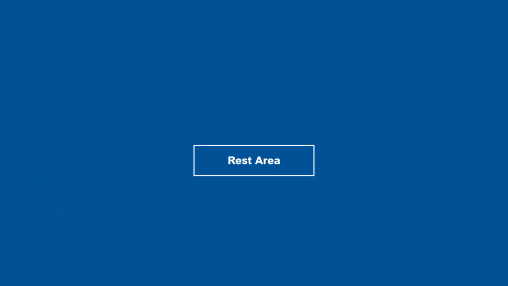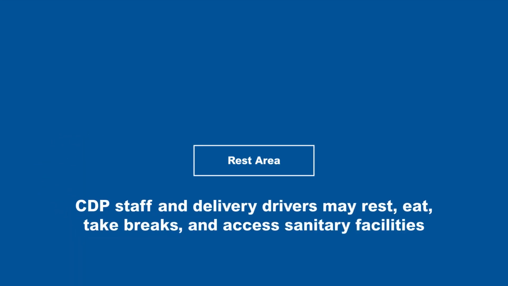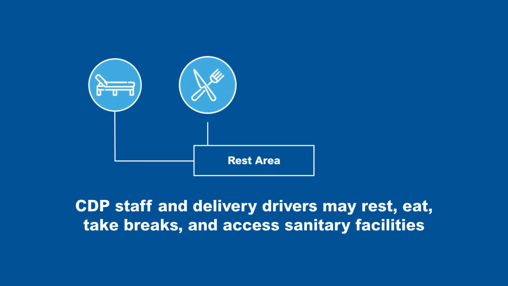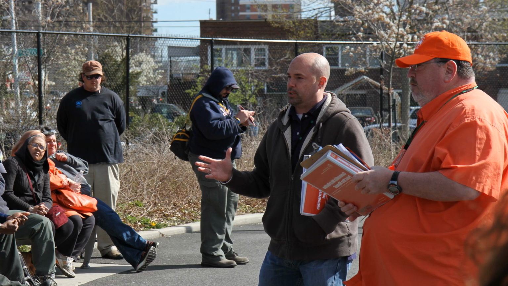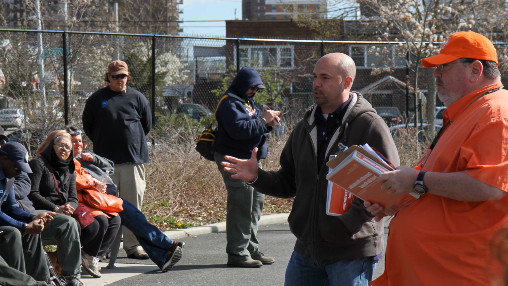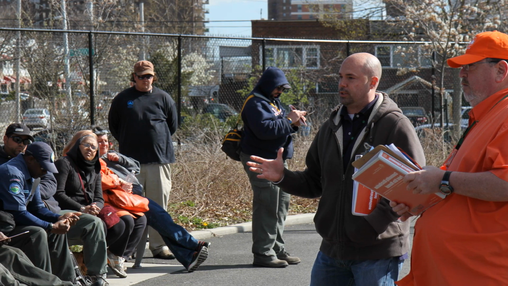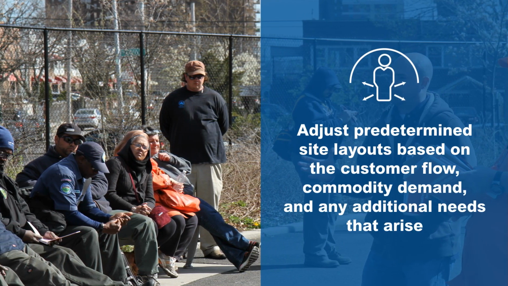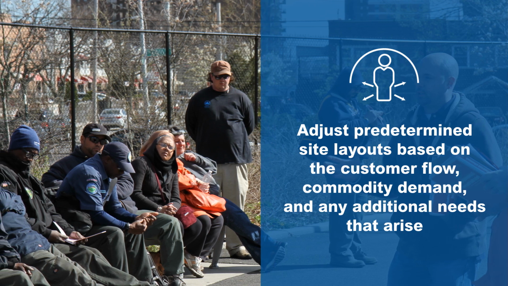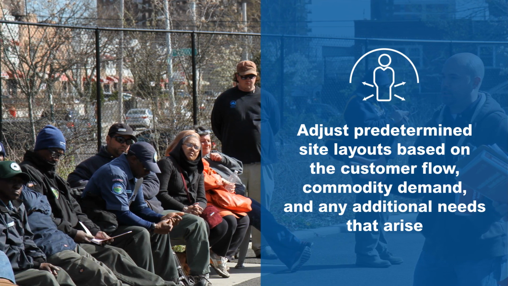The rest area is the location where CDP staff and delivery drivers may rest, eat, take breaks, and access sanitary facilities. All of the areas above are pre-identified prior to the opening of the CDP, but CDP site managers can adjust predetermined site layouts based on the customer flow, commodity demand, and any additional needs that arise.